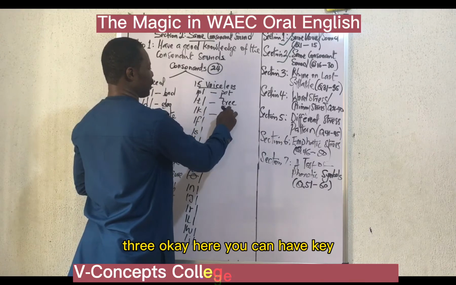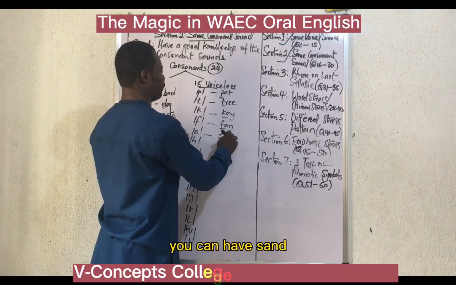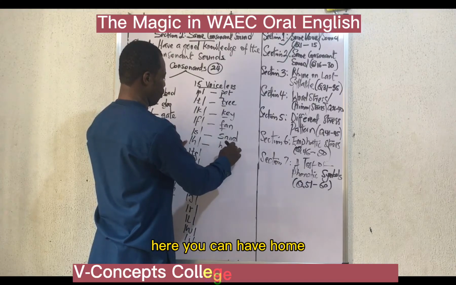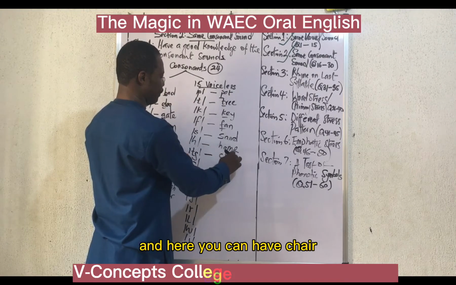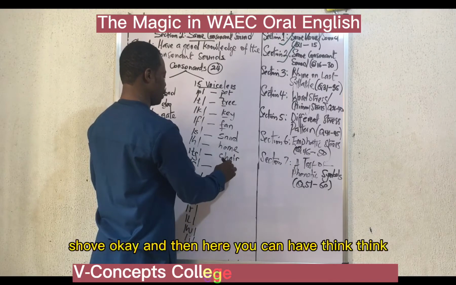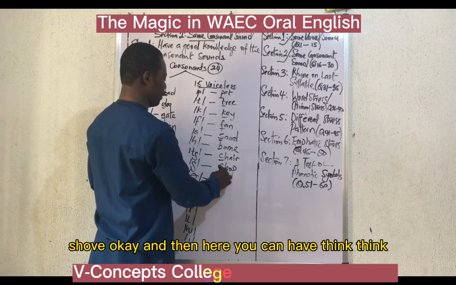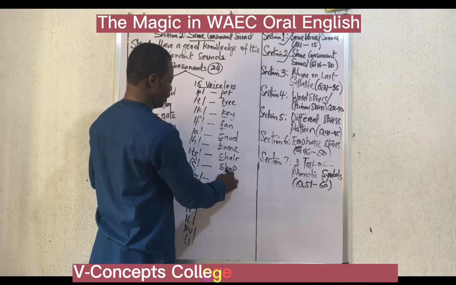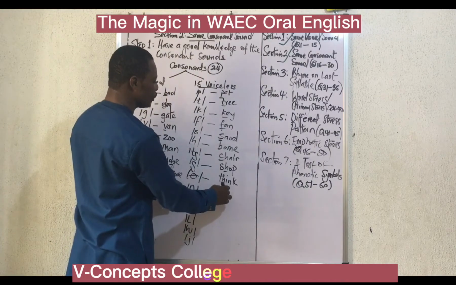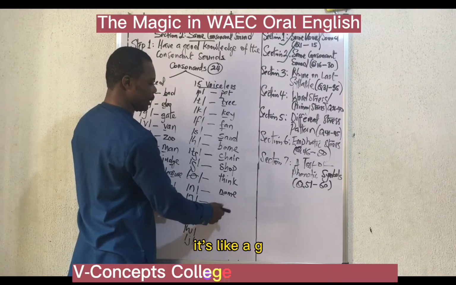Okay, here you can have key. Here you can have fan. You can have sand. Here you can have home. Then here you can have chair. Here you can have shop. Okay, and then here you can have think. Then here you can have things like name, if you like.